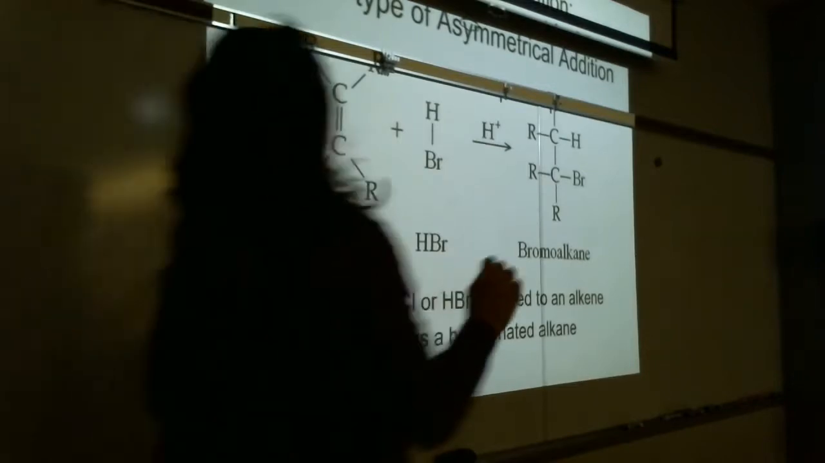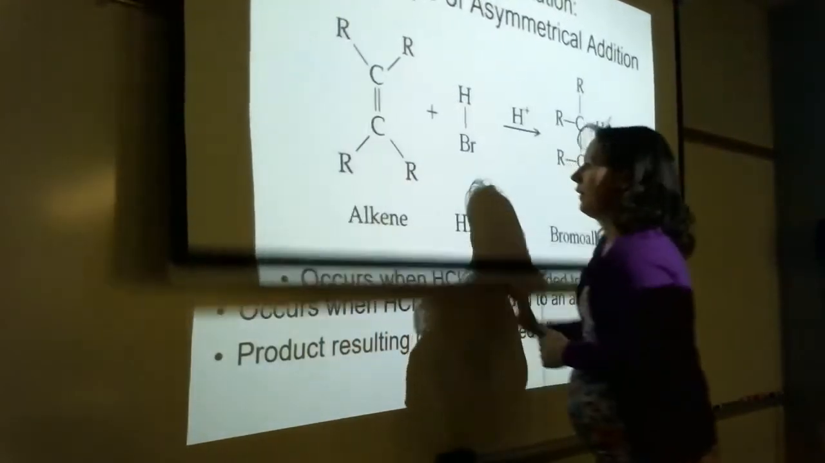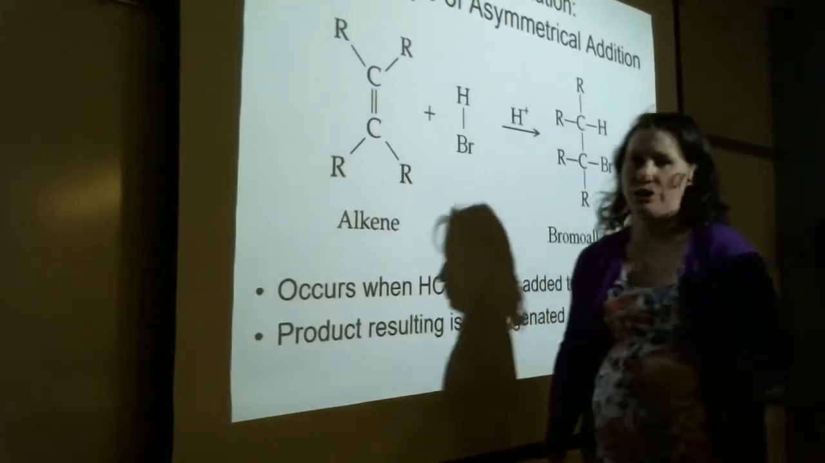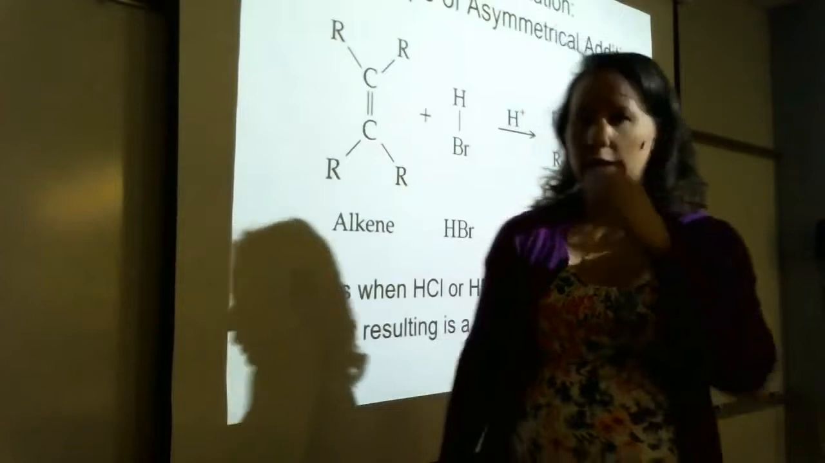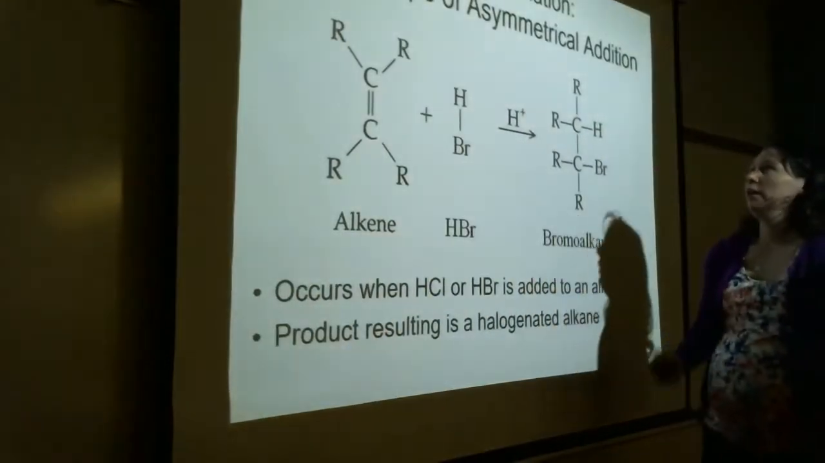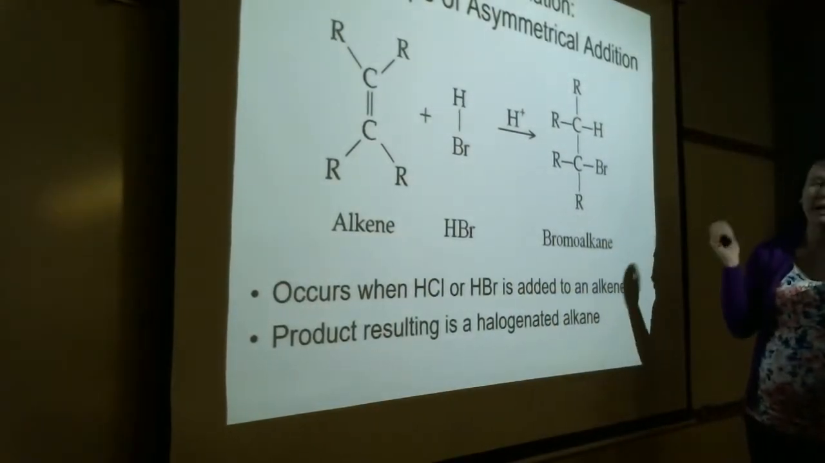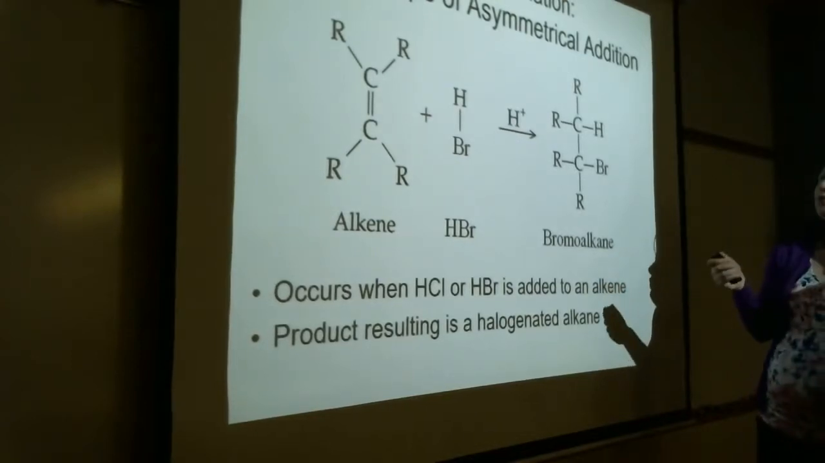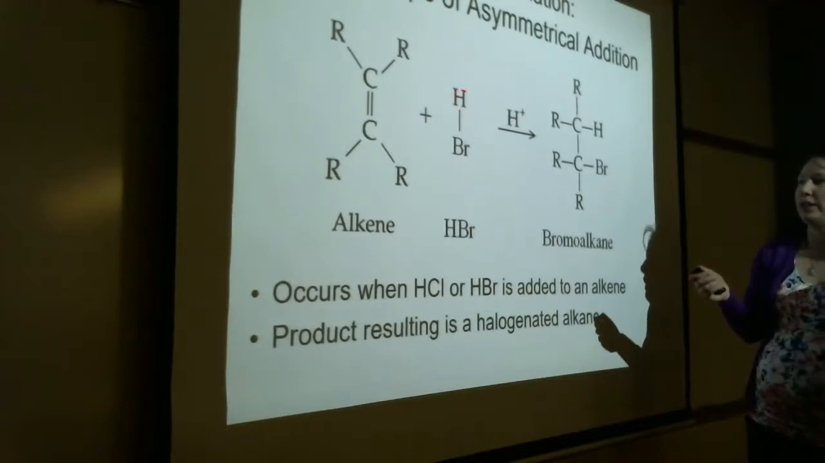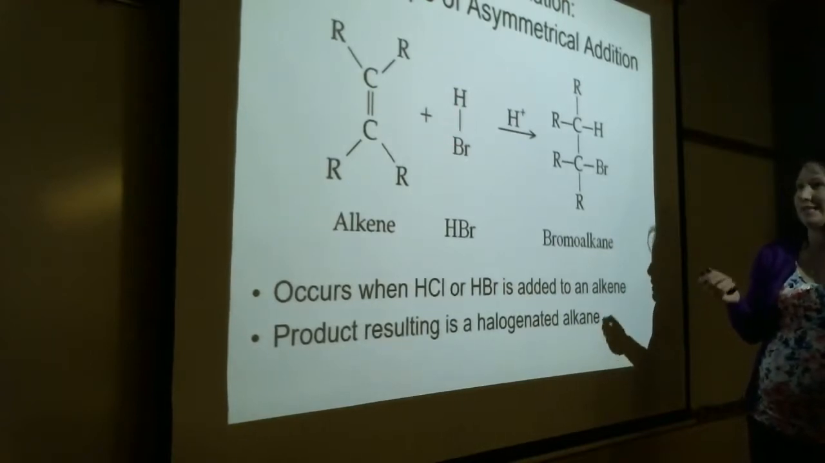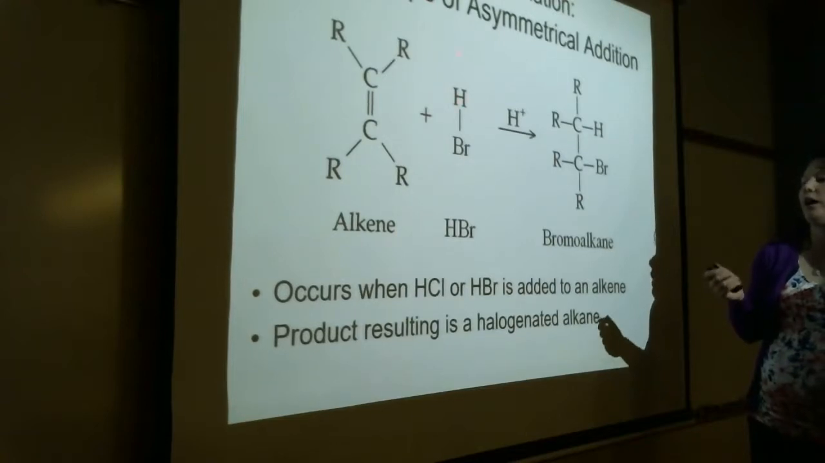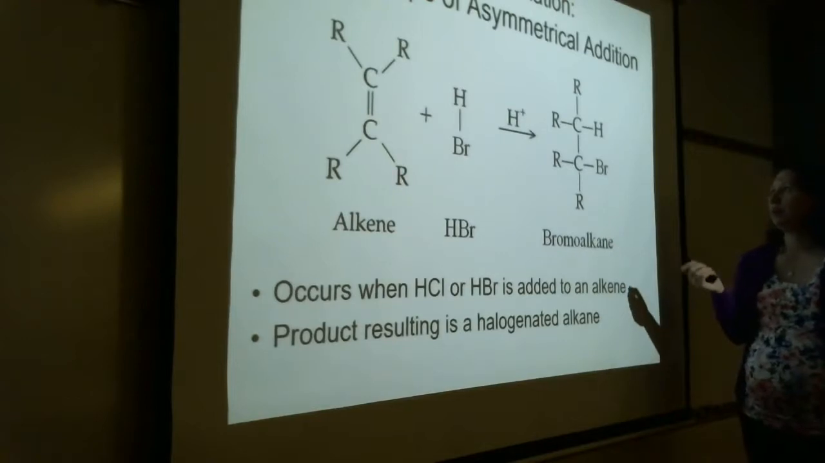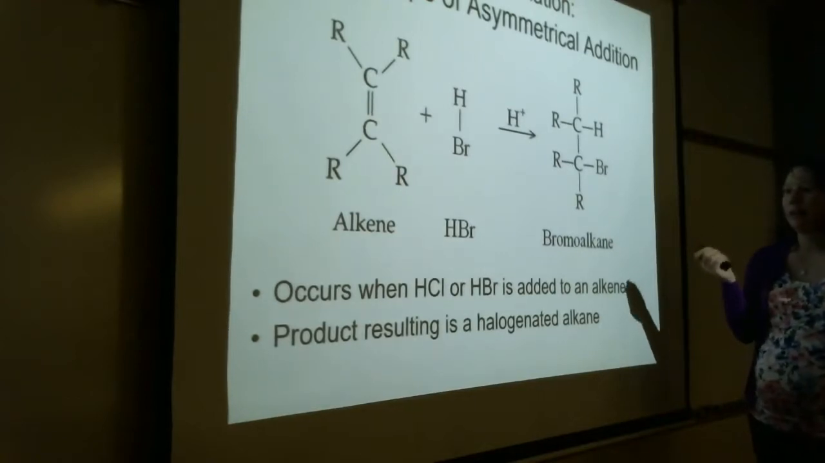Oh, I didn't have another example on there. The last type of addition we're going to talk about is called hydrohalogenation. That's kind of a mouthful. Just remember, break it down. A halogen is something from group 7, and hydro, think hydrogen. So it's hydrogen and a halogen. So it's an acid, right? We're adding HBr, HCl, right? And we're going to produce a halogenated alkane.